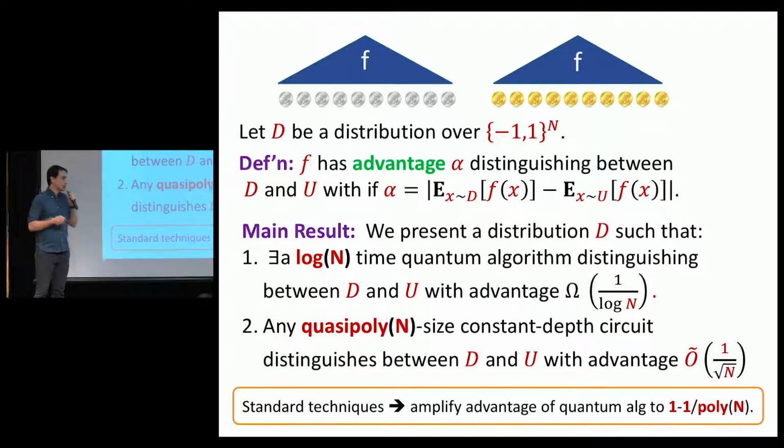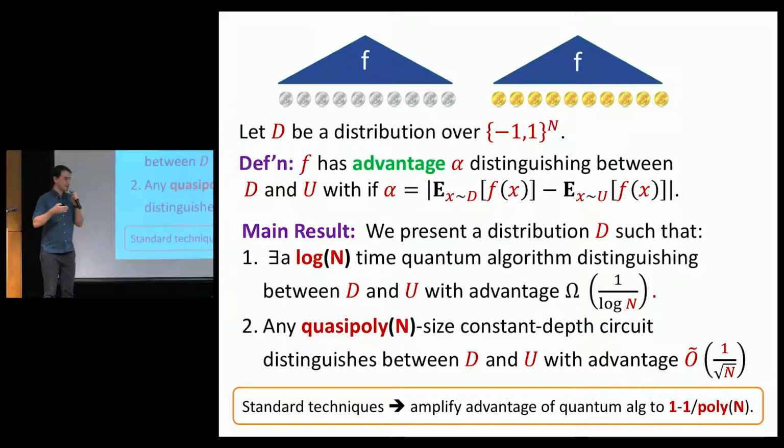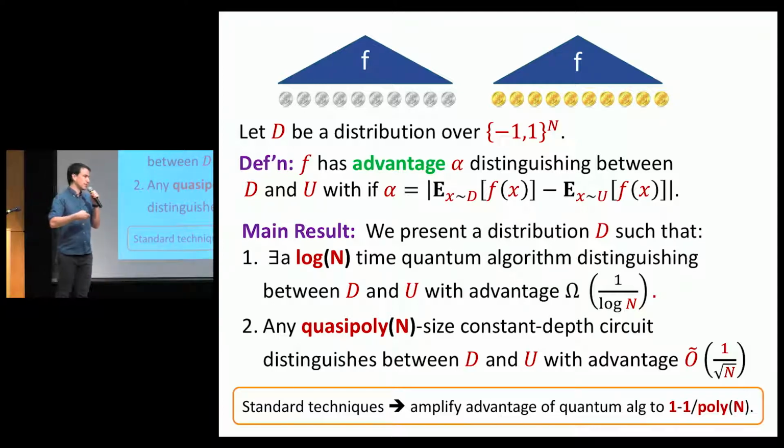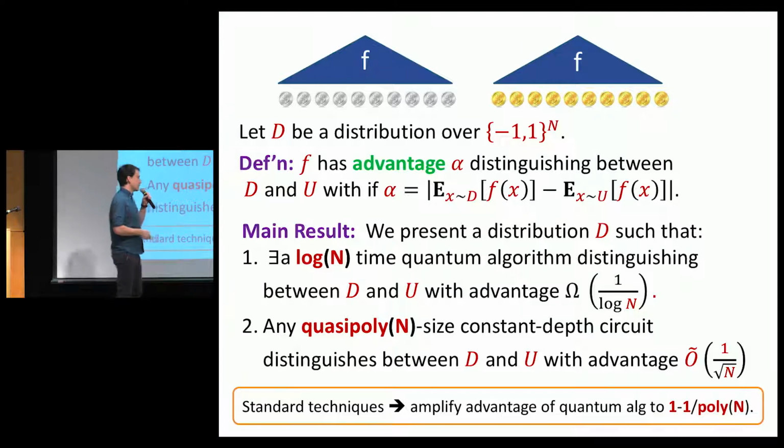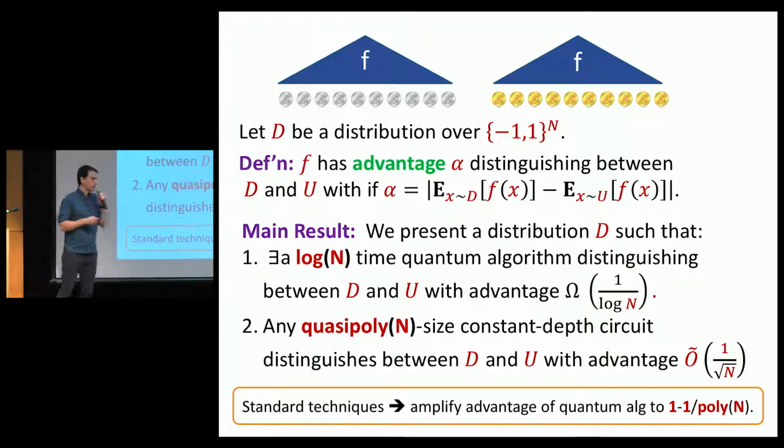And you can even make it bigger. By standard techniques, you can amplify the success of the quantum algorithm by repeating this experiment polylog n times. You can make it arbitrarily close to 1, let's say 1 minus 1 over poly n. So the quantum algorithm really can tell the difference. It would say 1 with high probability here and 0 with high probability there.